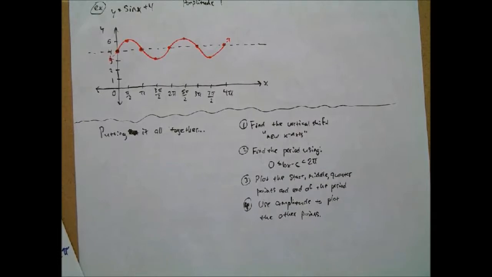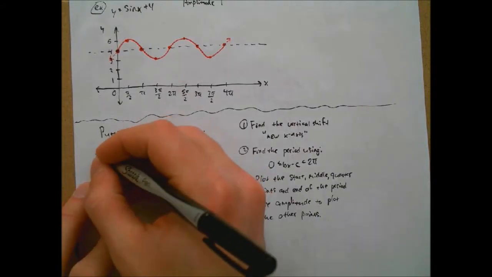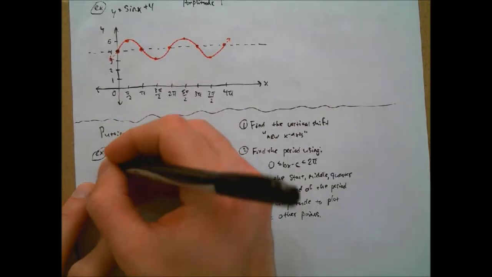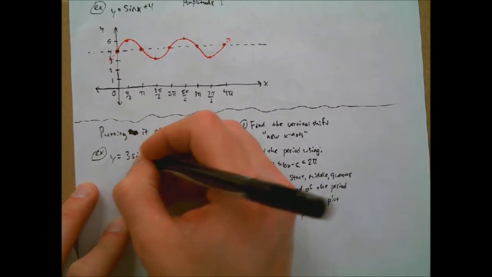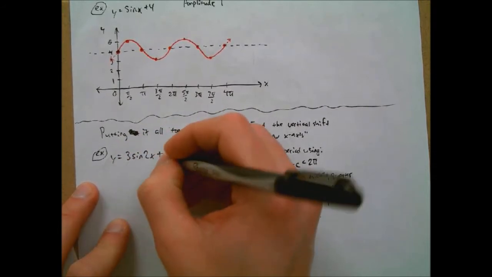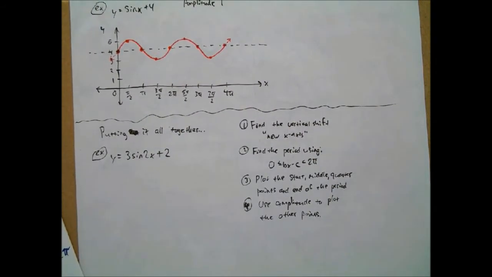All right, and here's the example. I'll slow down here, but I just want to get the example written up too, just for you to ponder. y equals 3 sine of 2x plus 2. Okay, now this doesn't quite have everything in it. It doesn't have a horizontal shift left or right.